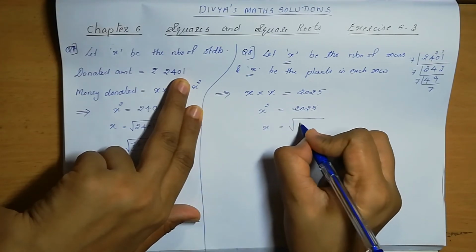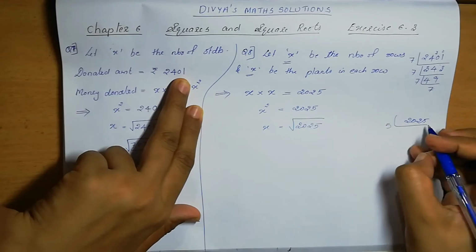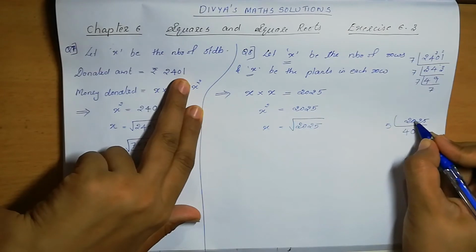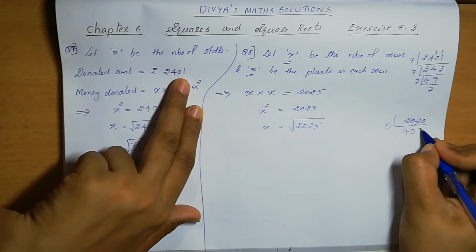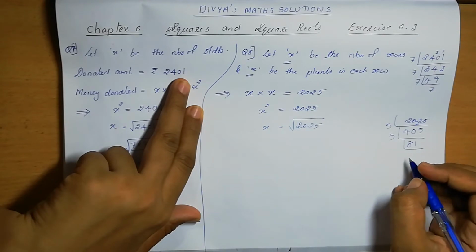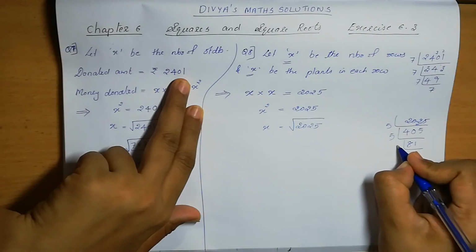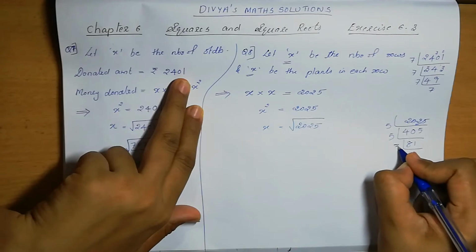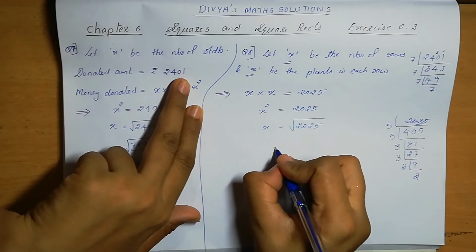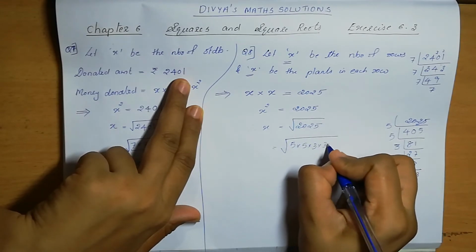That means square root of 2025. We can take the factors. 2025. 5 tables. 5 4s are 20. Then we are not able to take this 2 alone, so we need to take the next number. Then 5 5s are 25. Again 5 tables. Again with 3, 9 3s are 27. 3, 3. Okay. So that means this is equal to root of 5 into 3 into 3 into 3 into 3.